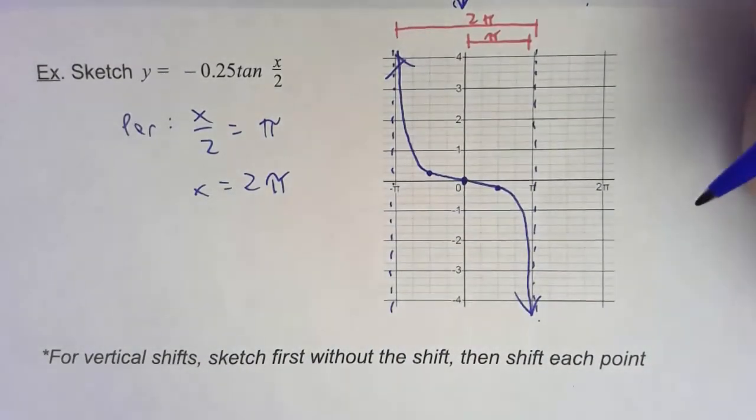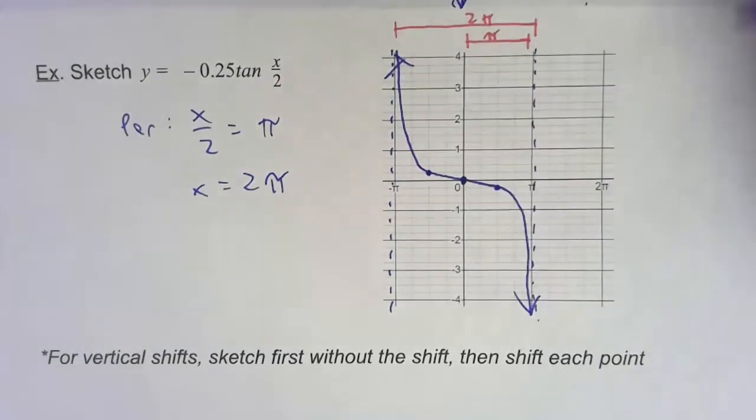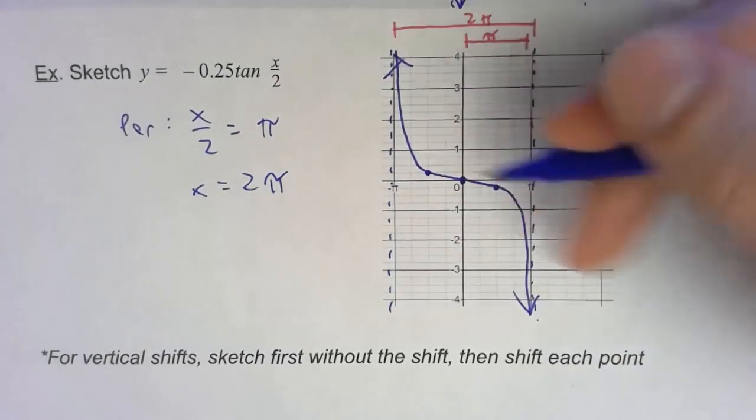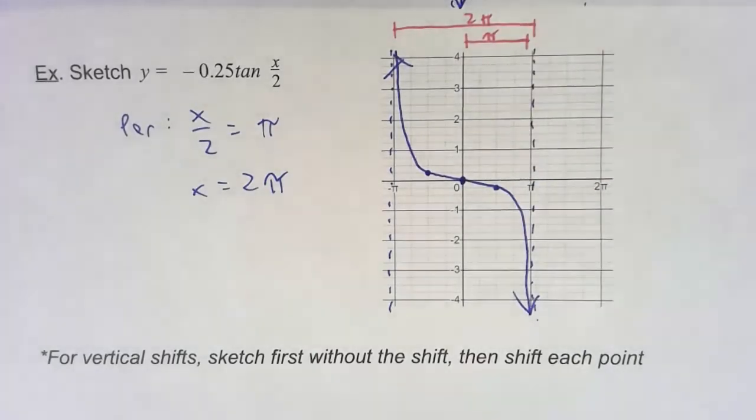And that's the graph. Just one period, right? There would be lots more of these. These would keep going on forever. They would keep repeating, but usually just sketching one period is often enough.